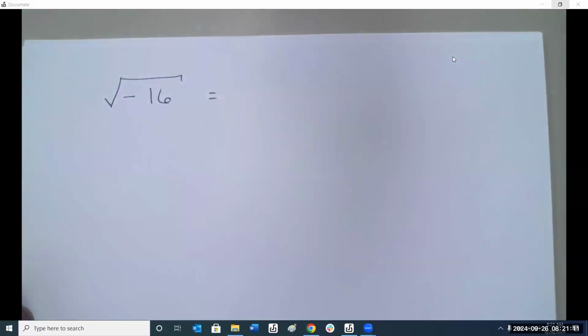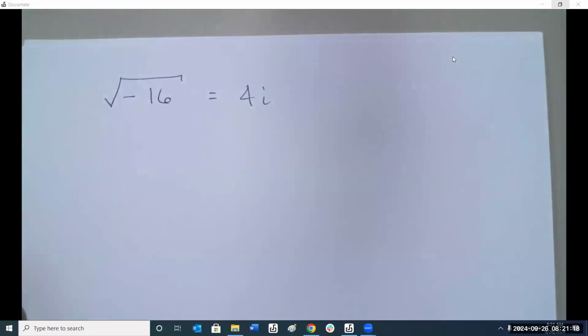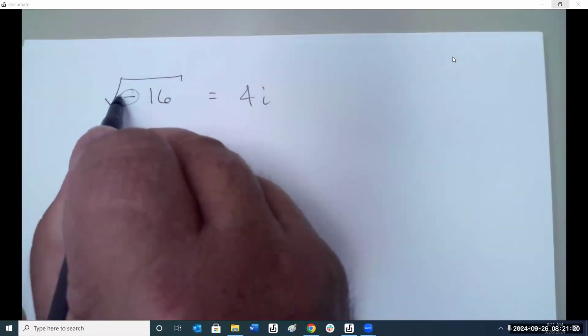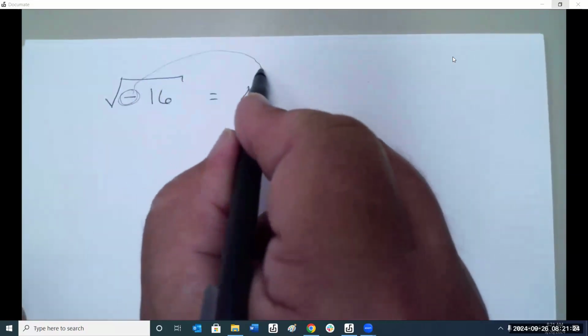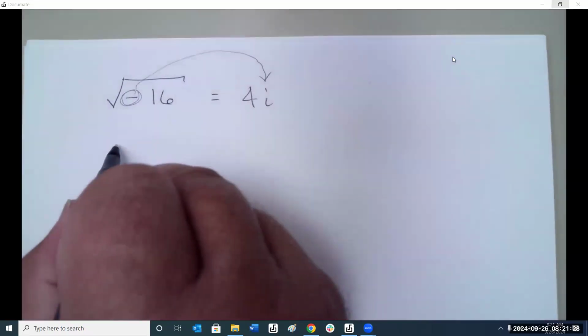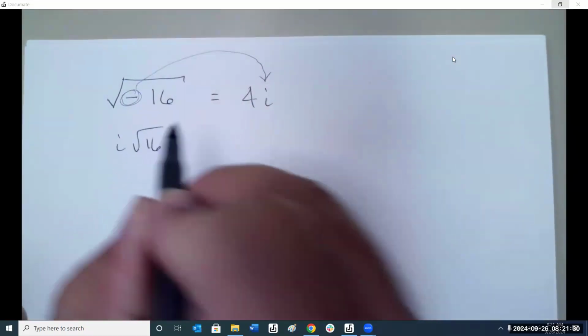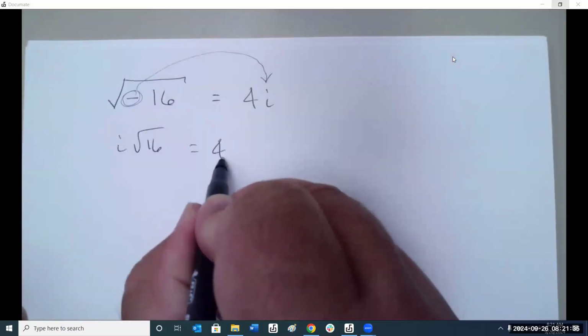So what's that going to equal? Right, because basically, if you have a negative inside the square root, that becomes the i. So we remove the negative, we just have square root of 16. And square root of 16 is 4i.